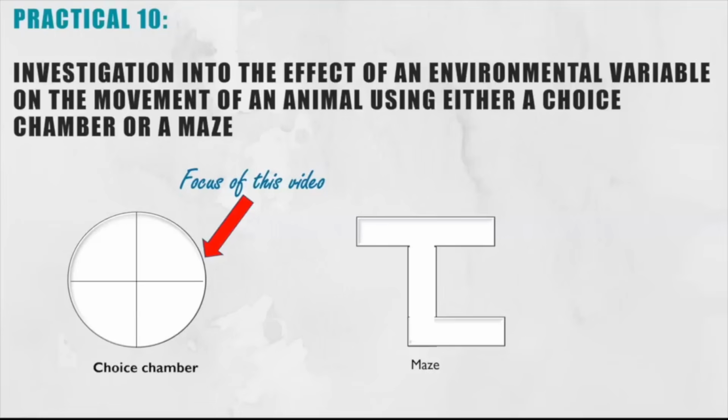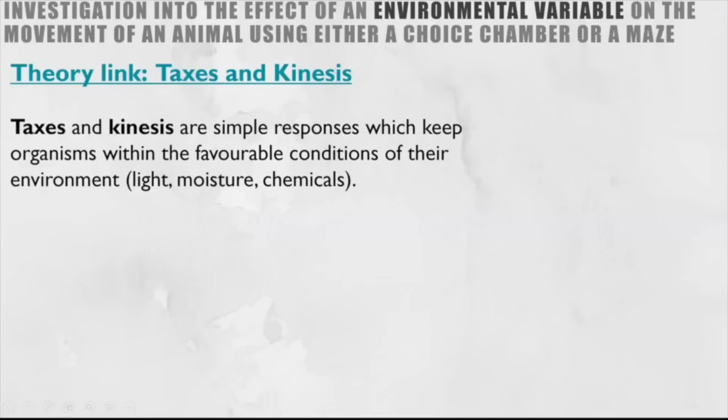So this required practical is looking at the effect of an environmental variable on the movement of animals. And we're going to be focusing just on the choice chamber today. You can use a maze as well in this required practical, but that will come in a later video.